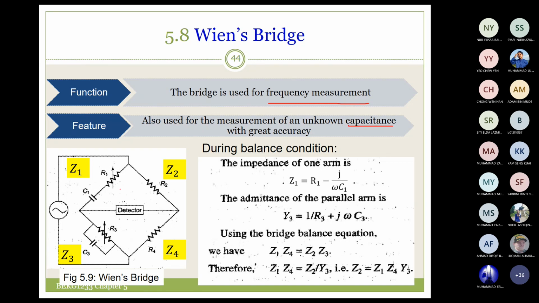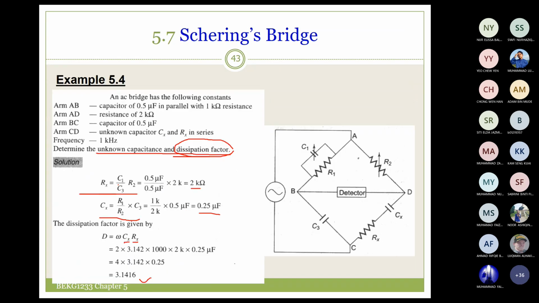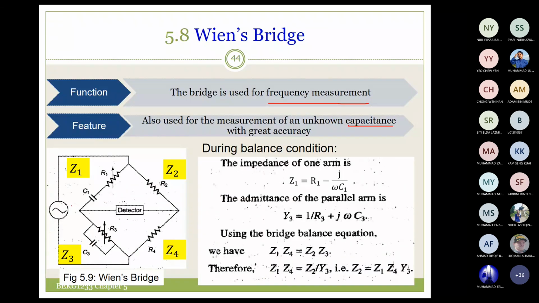As you see here, the configuration of the Wien bridge is different from the others, where R1 is an adjustable resistor in series with C1, R2 is for the Z2, and R3 is the adjustable one, in parallel with C3, and that is R4.